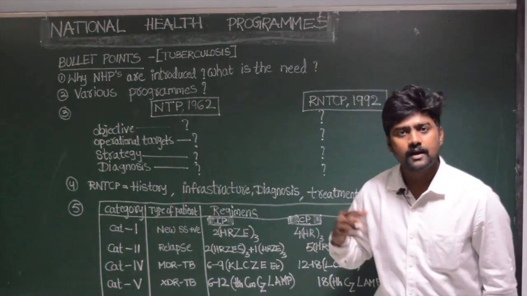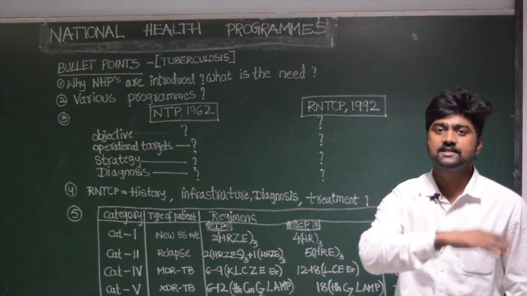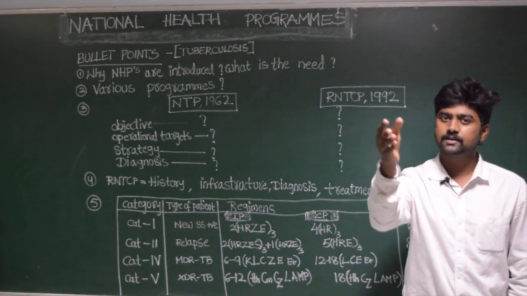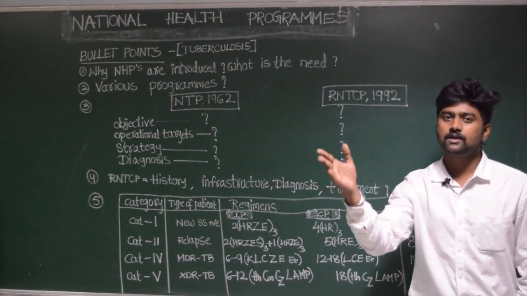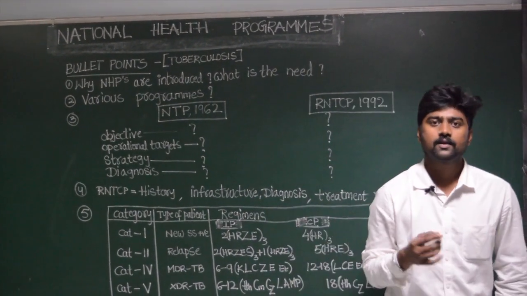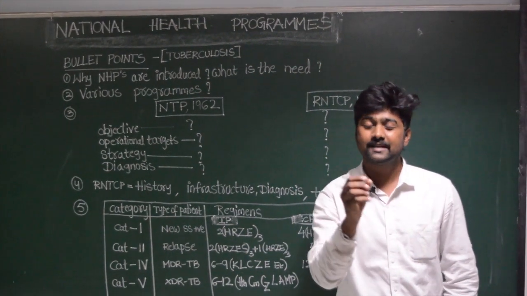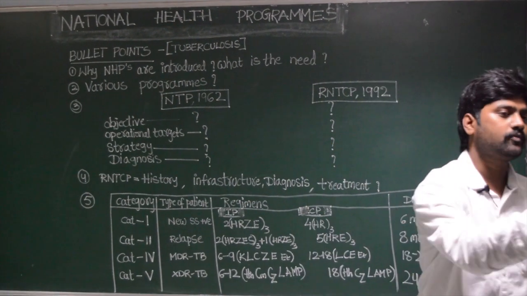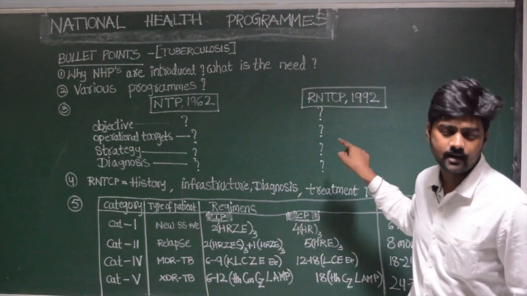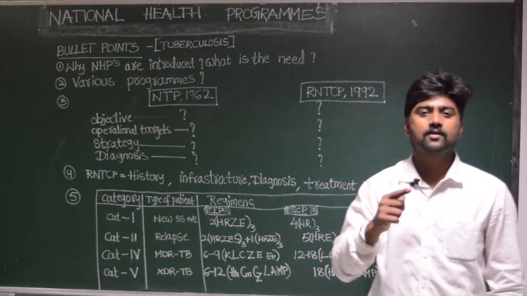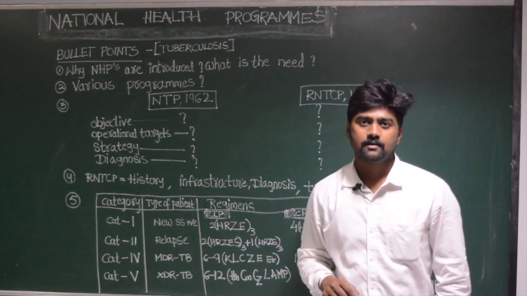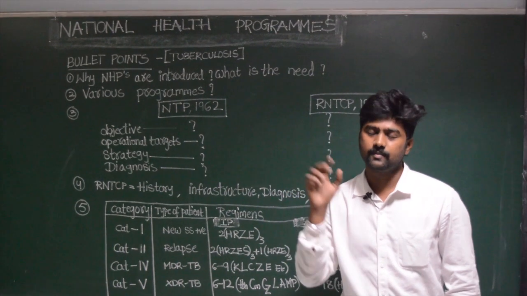Now let us look at RNTCP, like what is the history of RNTCP? I already told you, it was introduced in the year 1992, though officially launched in the year 1997, so that it reached each and every part of the country. On 24th March 2006, every part of India is with DOTS therapy. Every part of India is using the DOTS therapy in order to treat tuberculosis. It was officially given by the government.